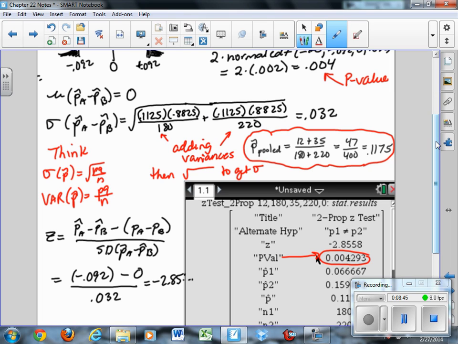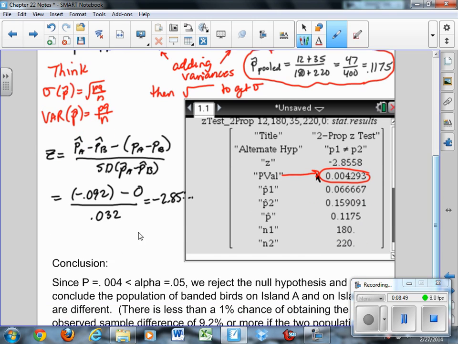However, you could figure out what it was sort of backwards, because you do get a z-score. You know that your p hat A minus p hat B, your sample statistic, is negative 0.092. You know your null hypothesis is 0, and you know your z-score, so you could double check your work by figuring out what the standard deviation is here if you needed to.